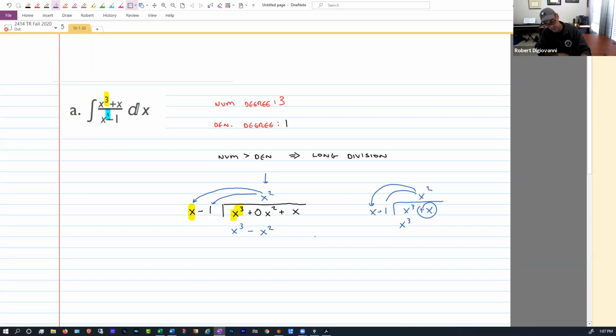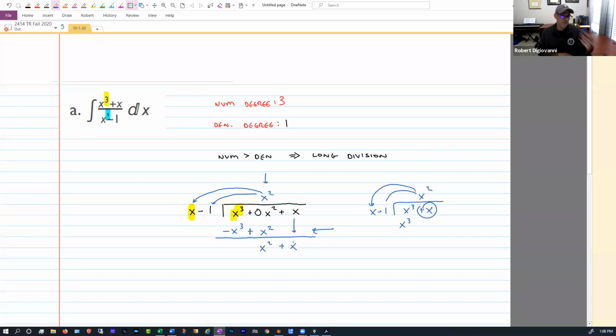Okay, so now what you do is you come through and you change the signs. Really what we're doing is subtracting this row. We're subtracting that bottom row, and to subtract it means to change the signs. So minus and then plus. And now we just add straight down. So the x cubes go away. I'll have an x squared here, and I must bring this x down also, plus x.